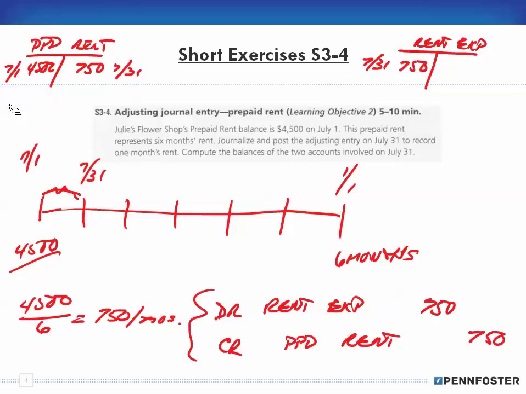So the balance in the prepaid rent account is going to be $3,750, and the balance in the rent expense account is going to be $750. And so that's how I'm expensing that prepaid rent for this particular problem. So it says compute the balances of two accounts. There's one balance, there's the other balance. And here's my journal entry that I need to make. All right. Next problem.